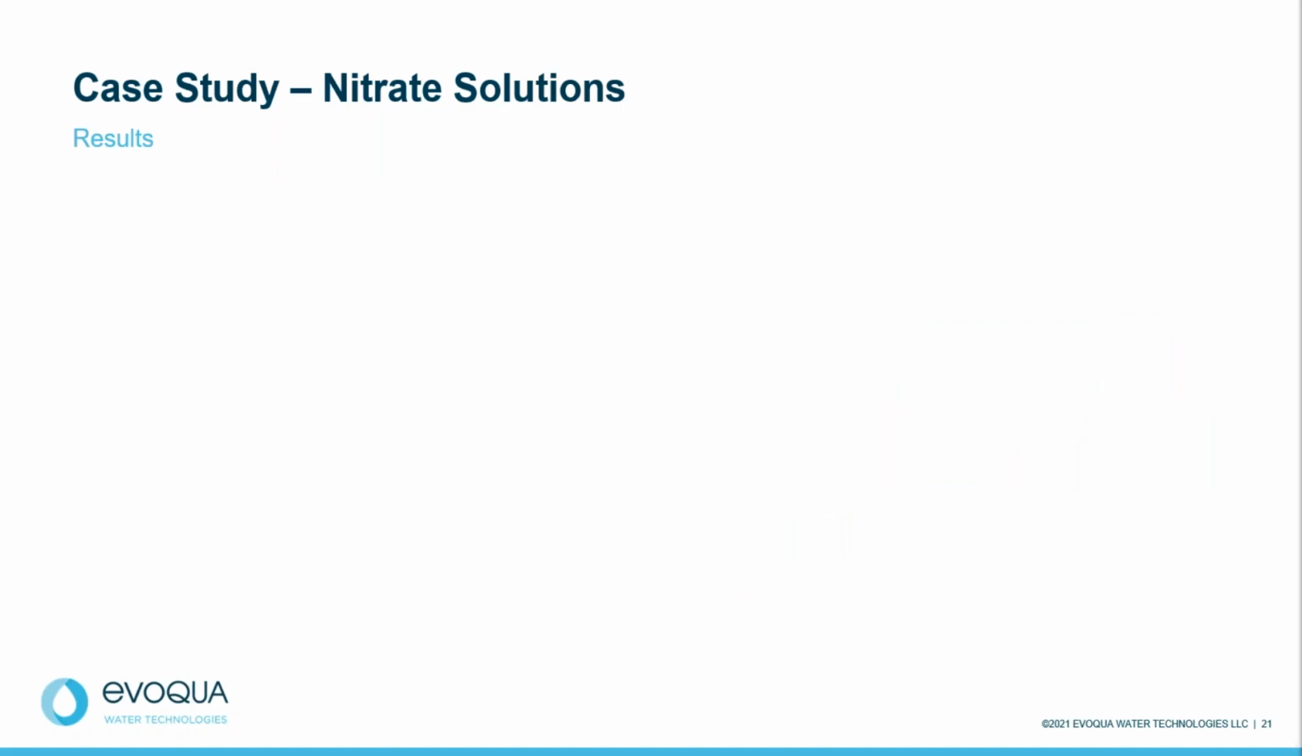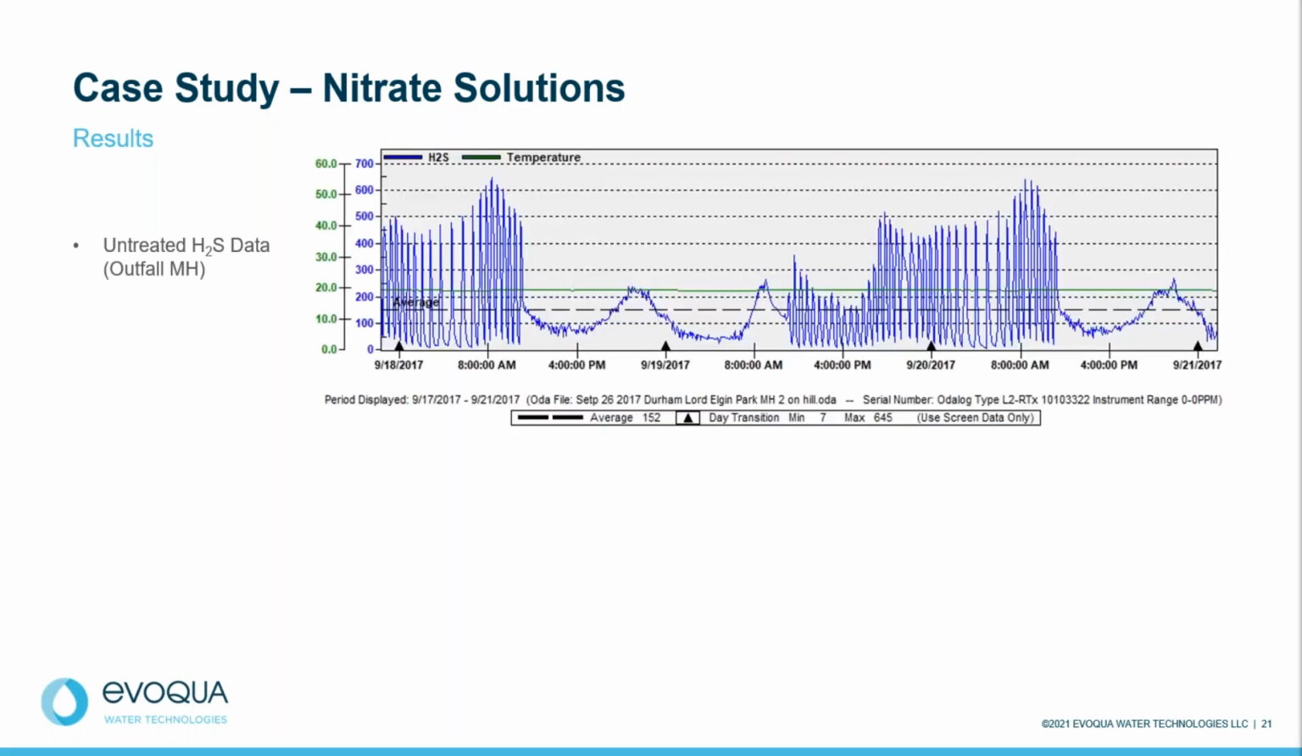The results at this location after we started feeding versus the comparison with before we started treating with bioxide: the untreated hydrogen sulfide data at the outfall manhole turned out to have an average of 152 ppm with a minimum of 7 ppm and a maximum of 645 ppm.